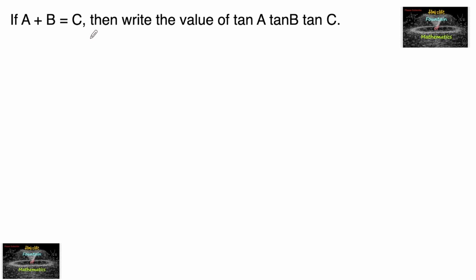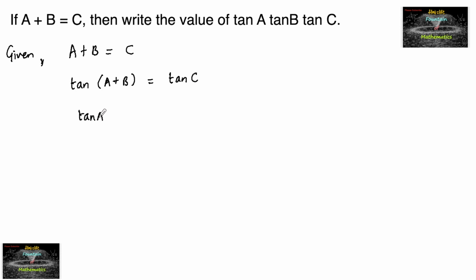If a plus b is equal to c, then write the value of tan a tan b tan c. So given a plus b is equal to c, so take tan on both the sides, apply tan. So tan of a plus b is equal to tan c, and we know the formula tan of a plus b is tan a plus tan b upon 1 minus tan a tan b, which is equal to tan c.